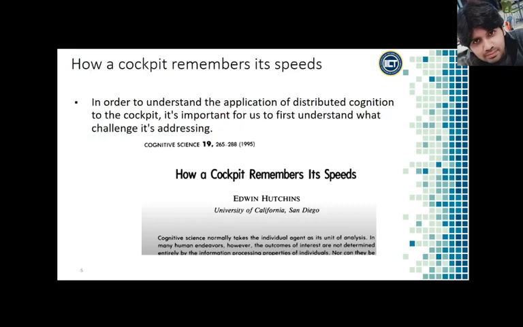Now let's see some of the concepts of this paper. In order to understand the application of distributed cognition to the cockpit, it's important for us to first understand what challenge it's addressing. The technical reasons for this are a bit complex, and I strongly encourage reading the full paper to get the full picture. But here is the simplified description. Here's what you need to know.